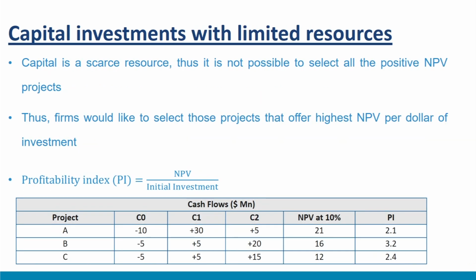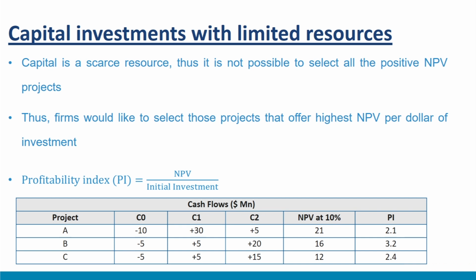Capital investments with limited resources. In this video, we'll discuss the project selection criteria when capital is limited. This is often referred to as the problem of capital rationing. Till now, our discussions have rested on the proposition that a firm increases its wealth if it accepts a project with positive NPV. However, there are various constraints and limitations from undertaking all such projects.